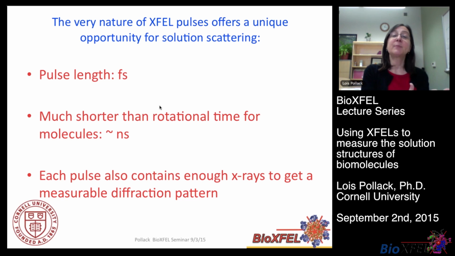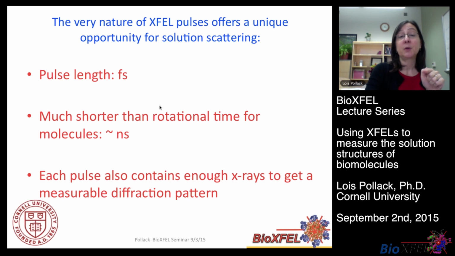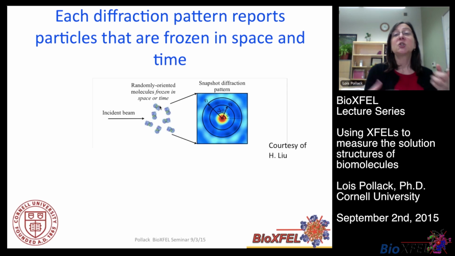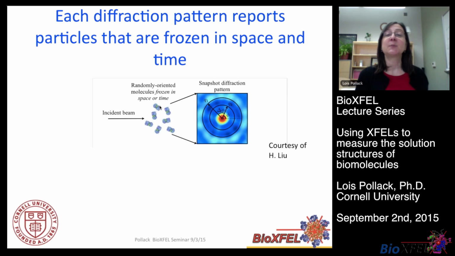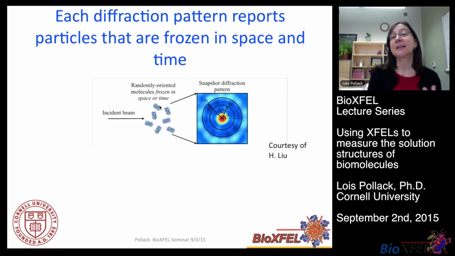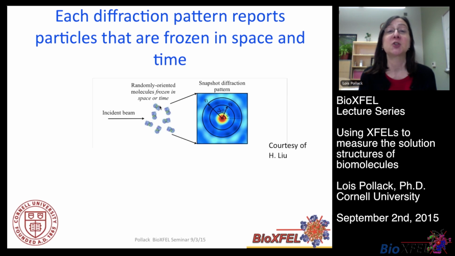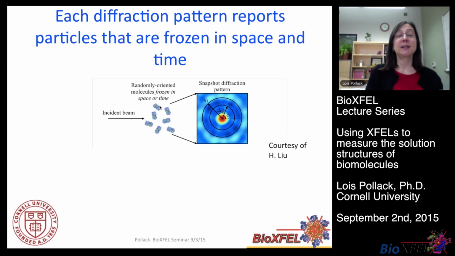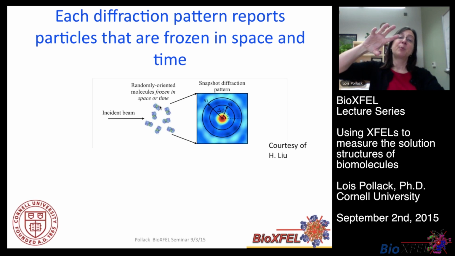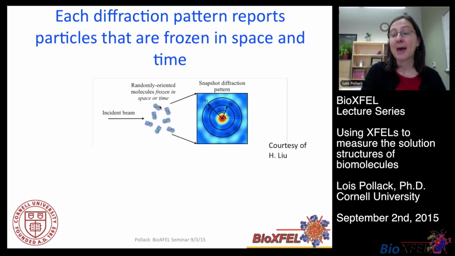The pulse length is femtosecond, and the rotational time for molecules is much, much longer. And since each pulse contains enough X-rays to get a measurable diffraction pattern, each diffraction pattern reports particles that are frozen in space and time, and this is called snapshot SAXS or snapshot diffraction patterns. And so here's an example. The beam comes in, the proteins are fixed during the exposure, and we get a snapshot diffraction pattern.